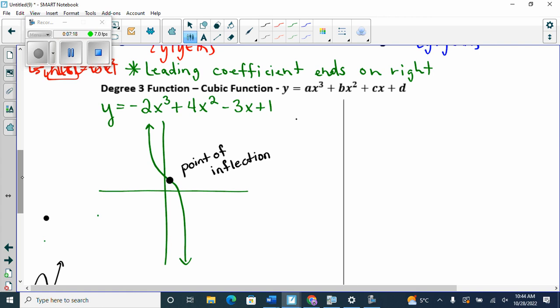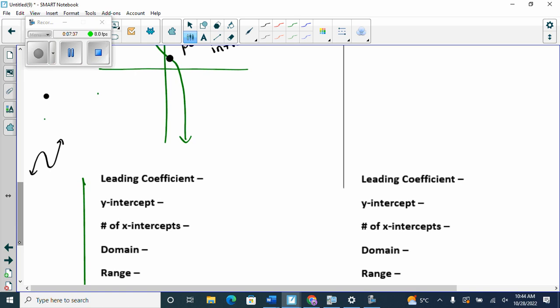Okay, what's the leading coefficient of this graph? What is the number that leads this? Because that's what a leading coefficient is. The -2. So I look for my largest exponent, which is x cubed, and I say -2. So the leading coefficient here is -2.